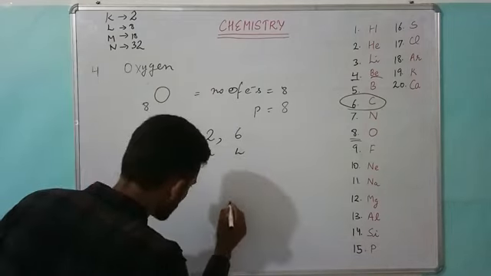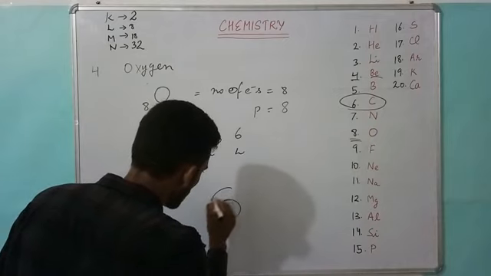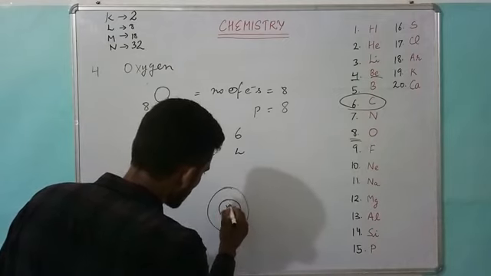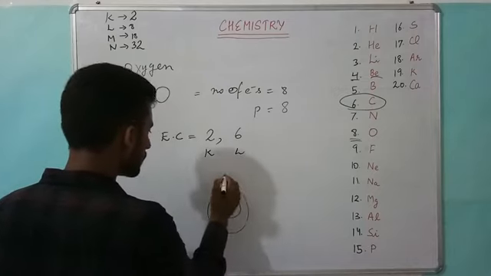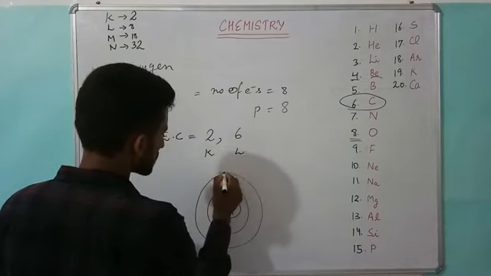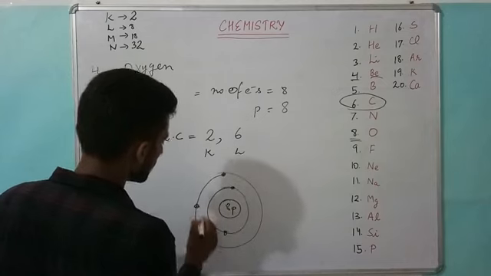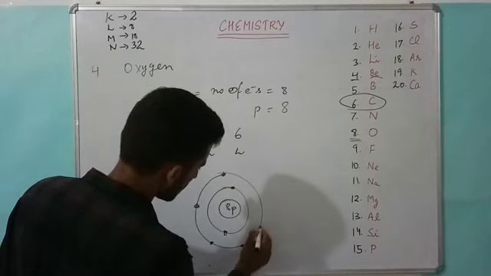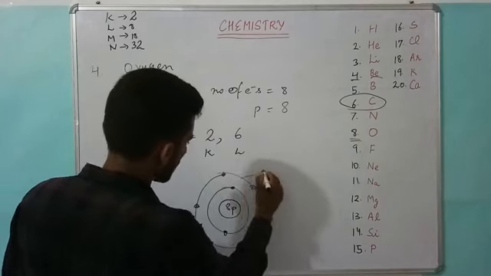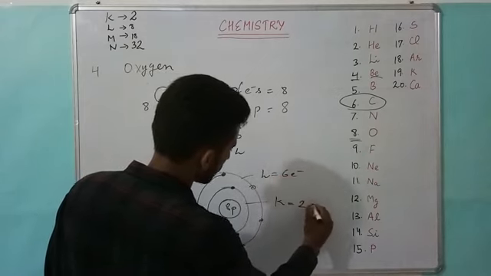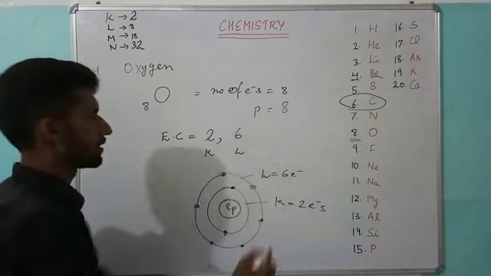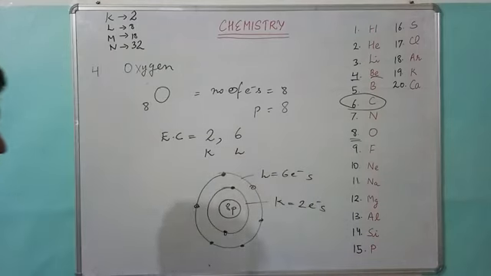So here also same type we will follow. Center nucleus with 8 protons, and first of all K shell will be complete with 2 electrons, and next L will be completed with the remaining part, that is with the 6 electrons. So L with 6 electrons and K with 2 electrons. Clear? Clear to all?